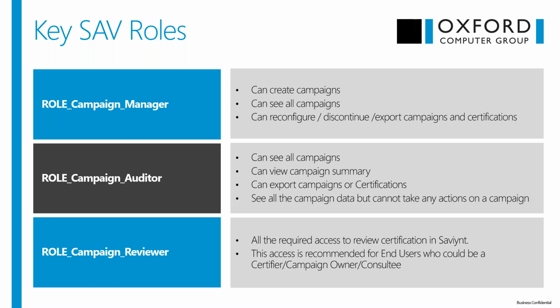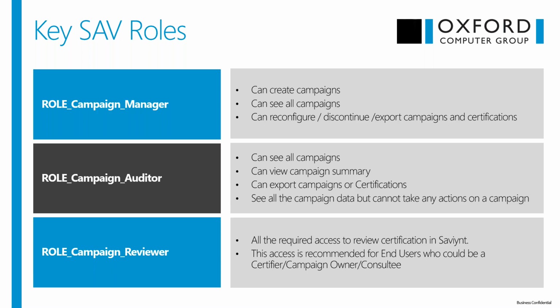Then I'll go down to the reviewer. There's always going to be a reviewer, also known as the attester or the certifier. These are the people that get invited to say this person should or should not have access. So we have to make sure all these reviewers do have the required access to review a certification in Saviynt. So it's not just the certifiers. You also have campaign owners because they need to see things. And also we talked about the consultees or someone that's reassigned. So anyone that you think would participate in there needs to be a reviewer.